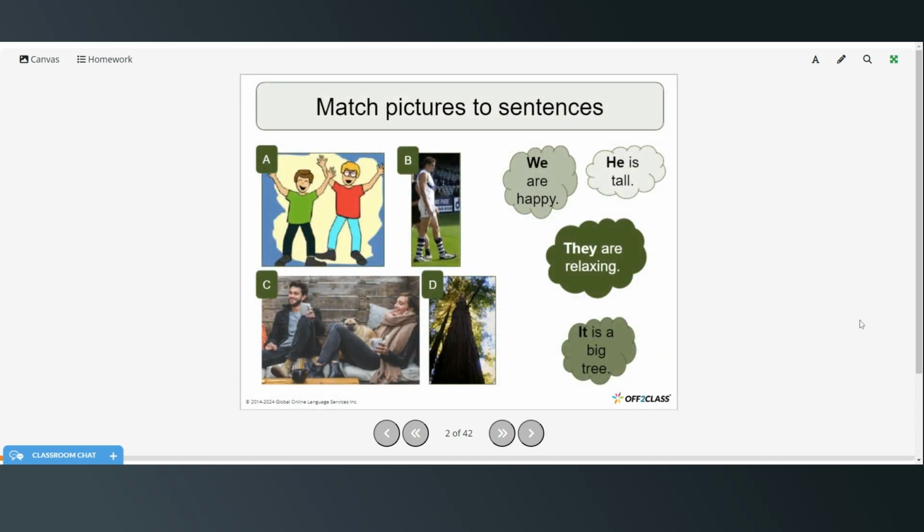This is beginner level grammar, and today we're going to be talking about subject pronouns. Okay, so we want to match the pictures to the sentences. So we are happy. That probably goes with picture A. He is tall. Picture B. They are relaxing. Picture C. And it is a big tree is picture D.